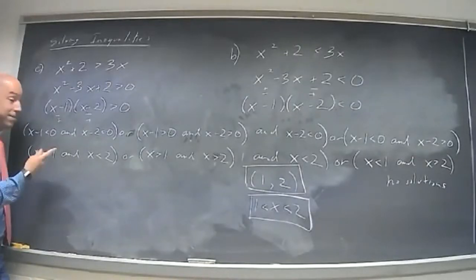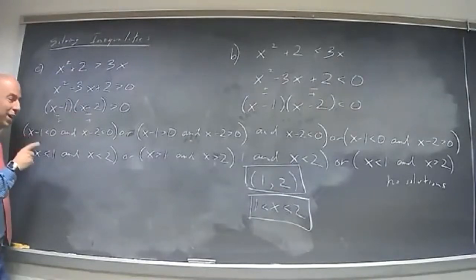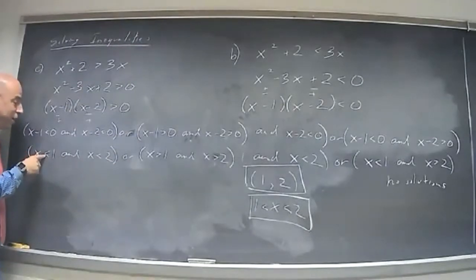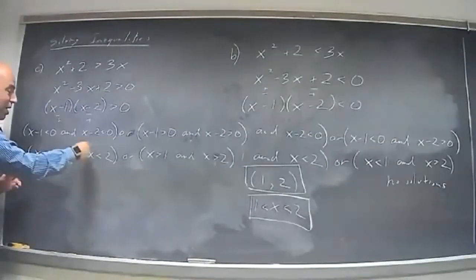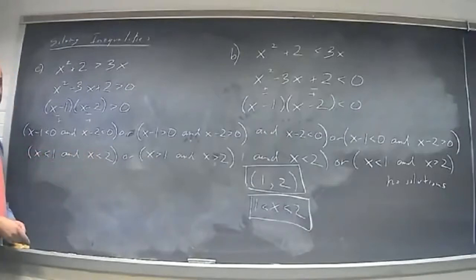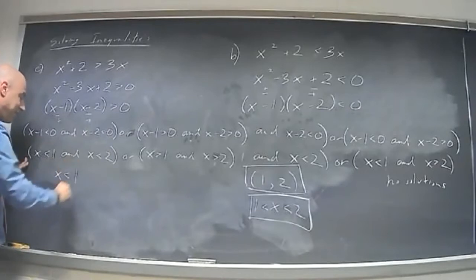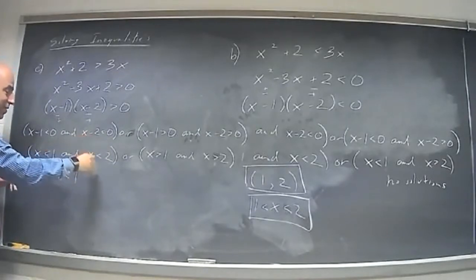X is less than 1. Not less than or equal to, just less than. If I'm telling you a number is less than 1 and I'm telling you it's less than 2, by telling you it's less than 1, I've already told you it's less than 2. So this whole thing simplifies to X is less than 1. I'm not giving you any new information by telling you it's less than 2.